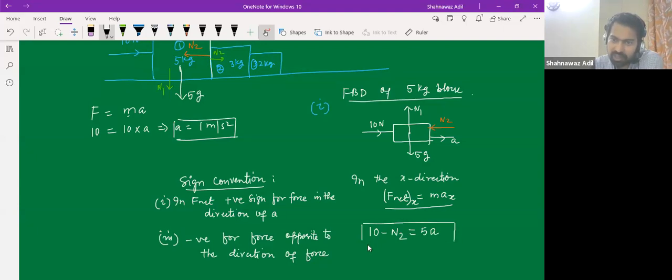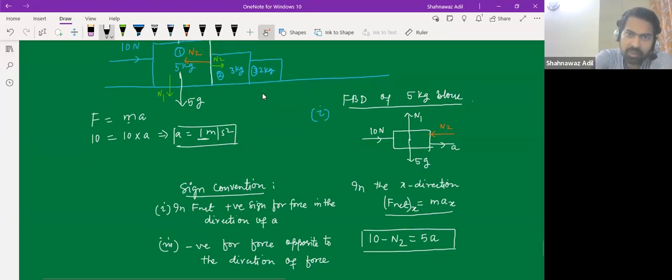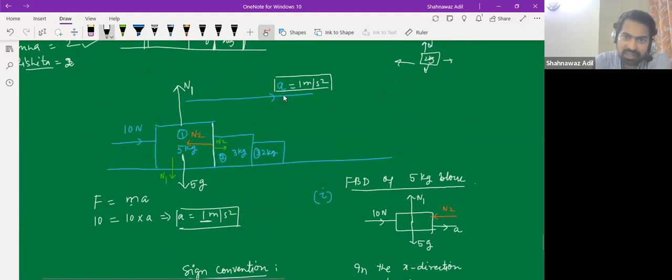Is this part clear, everyone? Sir, why did you write 5a? Mass into acceleration, right? Mass is 5 and acceleration is a. Oh, okay, sir. Is this part clear, Ilham and Rishita? Yes, sir. Acceleration is 1. Yes, acceleration is 1. We have calculated this acceleration. All these objects are experiencing the same acceleration, right?